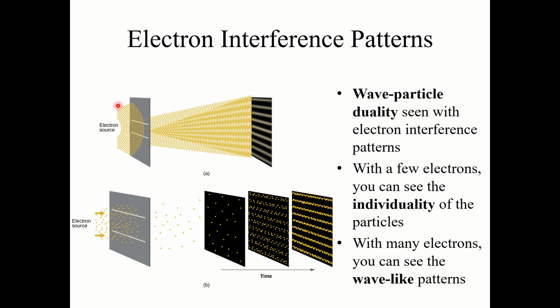So we have an electron source. We're firing electrons at a wall that has two slits in it, and we begin to see interference patterns on the other side. This again is because of wave-particle duality. With a few individual electrons, you can see the individuality a bit more. But if you fire thousands, millions of electrons at a board, you begin to notice these interference patterns form, so the wave-like patterns begin to emerge.